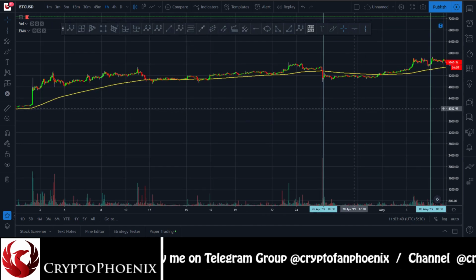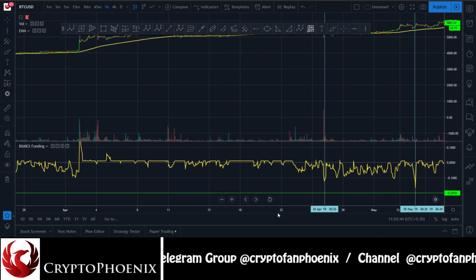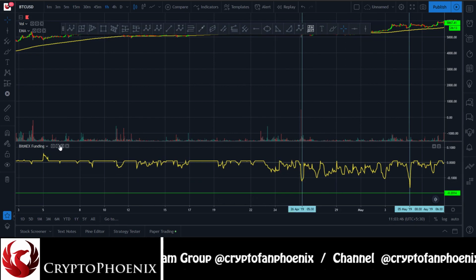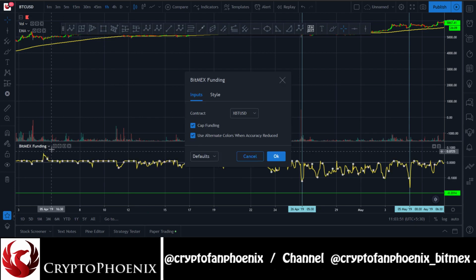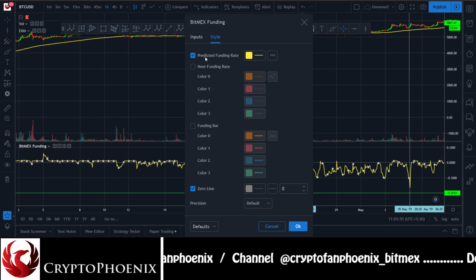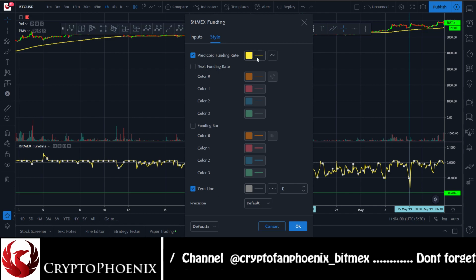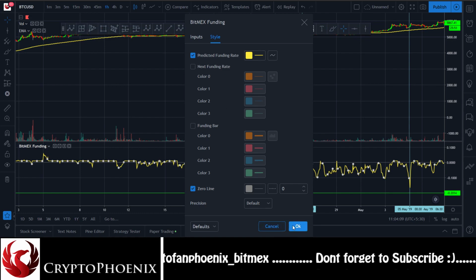All right, so you can see here when the funding rate was actually very low, very low. Sorry for this, because I didn't mention you have to configure your BitMEX funding rate only to predictive funding rates and not all this, because this doesn't help you as such in the strategy. So we are very much focusing on predictive funding rates and not on next funding rate or funding bars, and this zero line is only for the reference.